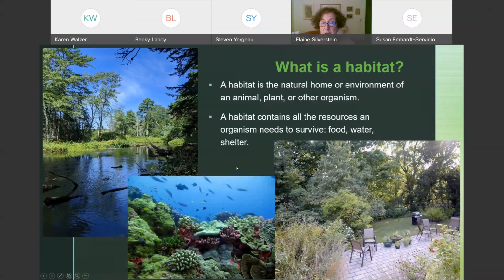So with that introduction, I'd like to step back and talk about what a habitat is. And it's really a very simple concept. A habitat is the natural home or environment of an animal or a plant or any other organism. And because these organisms live in it, it contains all the resources the organisms need to survive: food, water, and shelter.